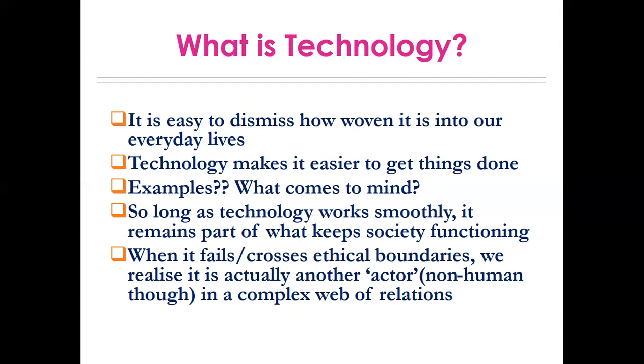Okay, the blender. When you get into some people's kitchens, from washing the dishes to whatever they want to do, it takes a machine. That is how much technology has come to influence our society. So long as technology works smoothly, it remains part of what keeps society functioning. So we just keep going until we don't have it.